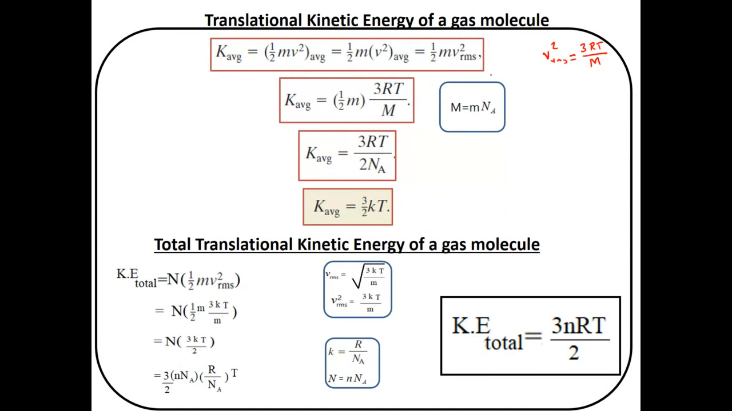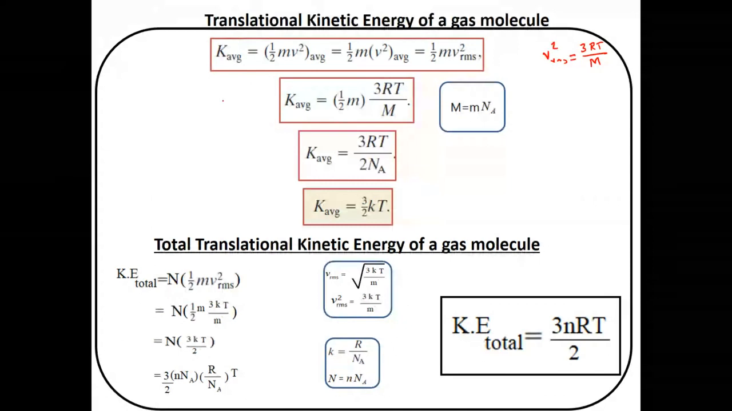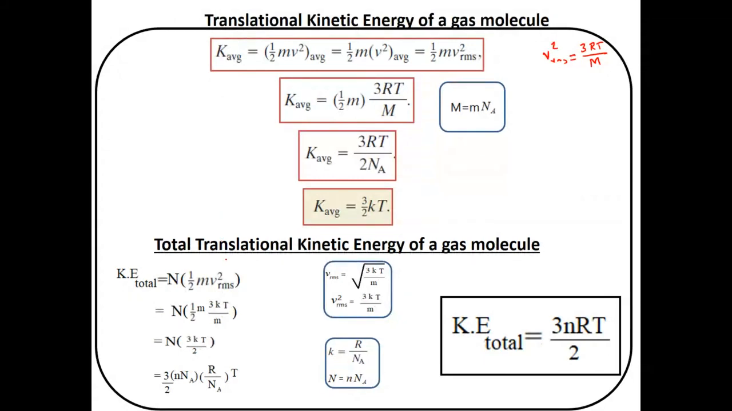Now, by using this, we are going to find the average kinetic energy. There are two formulas for kinetic energy: one for average kinetic energy and the second for total kinetic energy. Don't get confused, both are different formulas. What is the formula for kinetic energy? Half m v square. So this v square is nothing but our RMS square.